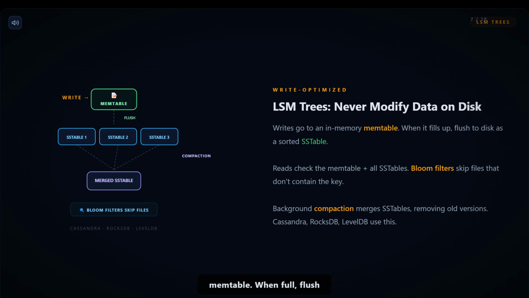LSM trees use Bloom filters, probabilistic data structures that can tell you "this key is definitely not here" without reading the file. This skips unnecessary disk reads. Writes are extremely fast because they're just sequential appends. Cassandra, RocksDB, LevelDB, Google Bigtable, they all use LSM trees. But LSM trees have their own problem.